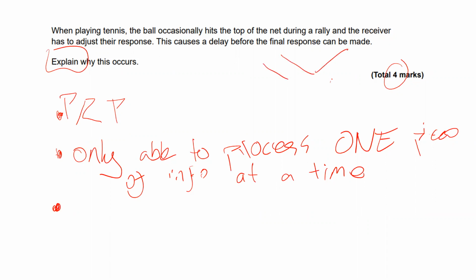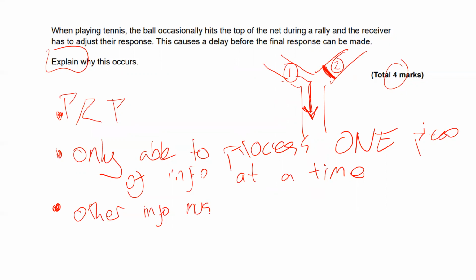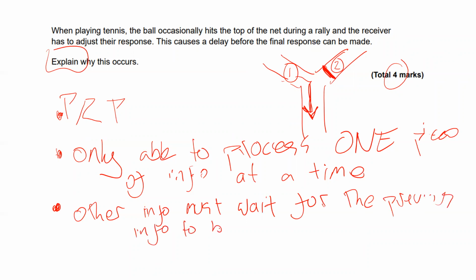You remember we've got this model. Piece of information 1 is here. That's coming in here. And while that's getting processed, piece of information 2 has to just wait, okay? So there's 2 parts to that. You can only process one piece at a time. Other info must wait for previous information to be processed.